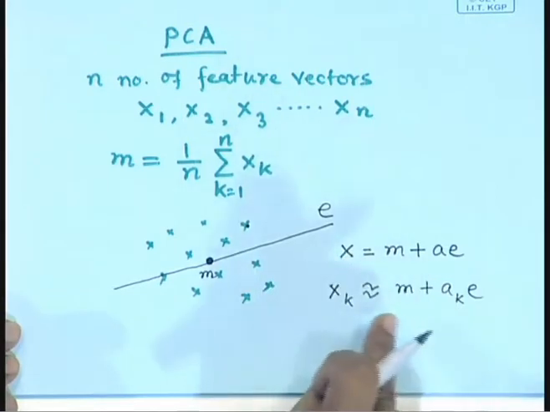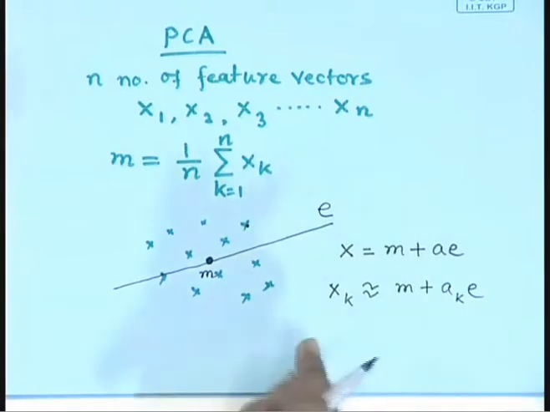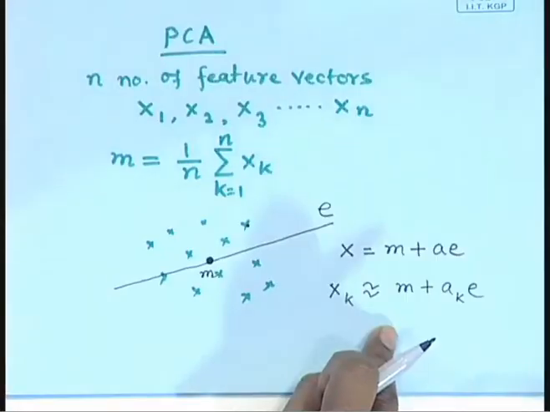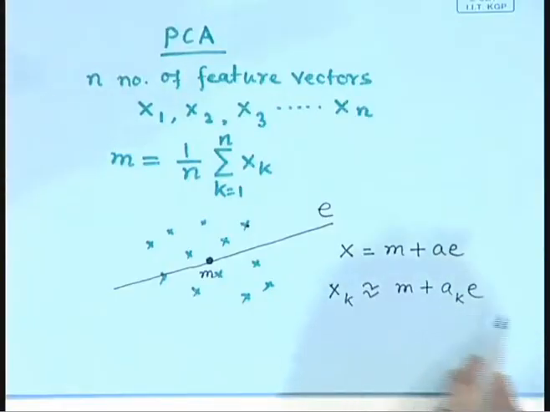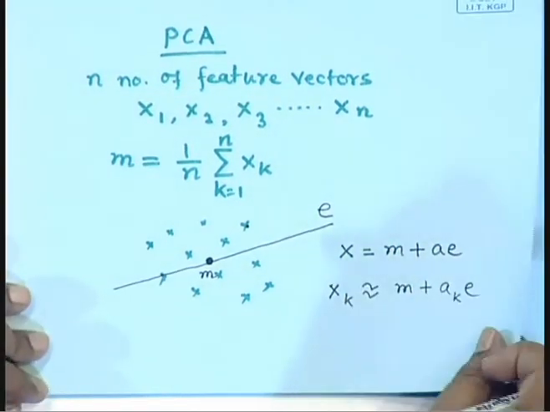Now, while doing this, definitely I have incorporated some amount of error, because x k is of dimension d and I am representing this x k by a point on the line. So, obviously, while doing so, I have incorporated some amount of error. And what is that error? This is nothing but m plus a k times e minus x k. X k is the original one, and this is the one that I have represented.